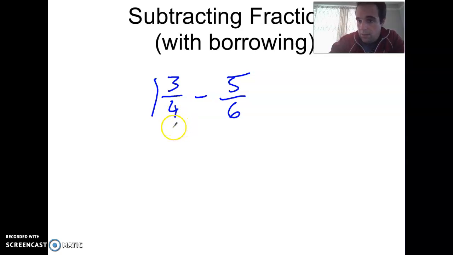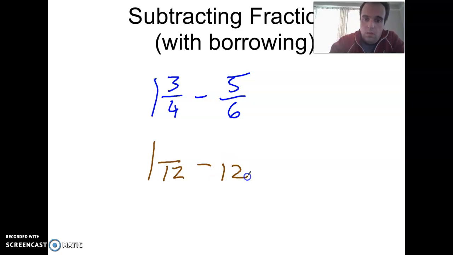Again, that common denominator is still 12, so we'll keep that 12. We'll keep that 1 whole. We'll turn both fractions into 12ths. Convert. This is times 3 over 3, which makes 9. This is times 2 over 2, which makes 10.